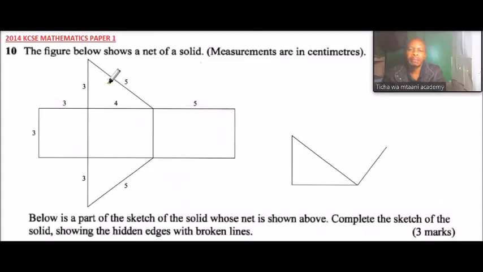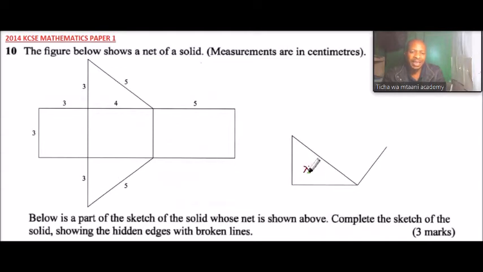Question number 10. The figure below shows a net of a solid, with measurements in centimeters. So we have the net here. Below is part of the sketch, so that diagram I've changed here, so it is not below but this one, because of convenience of space. So it's part of the solid whose net is shown above. Complete the sketch of the solid showing the hidden edges of the line. So this is very simple. We can see we have been shown the part of the solid that is to be formed.